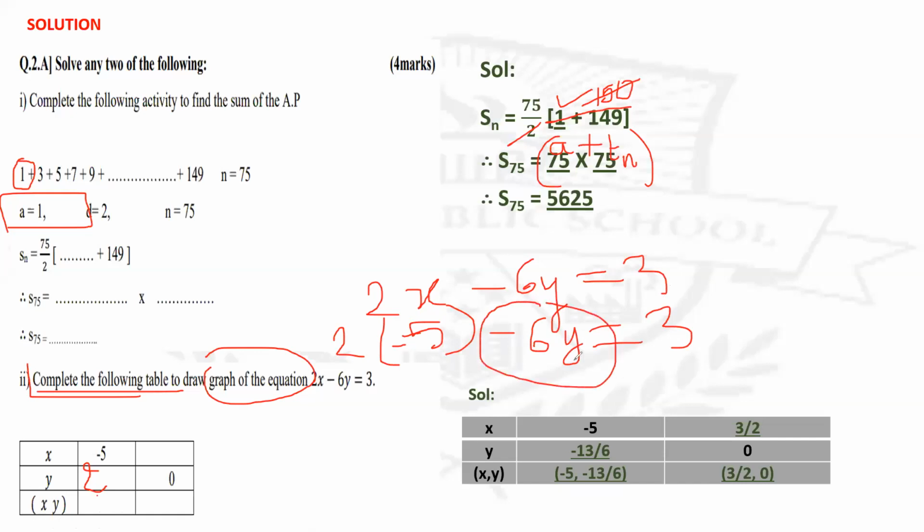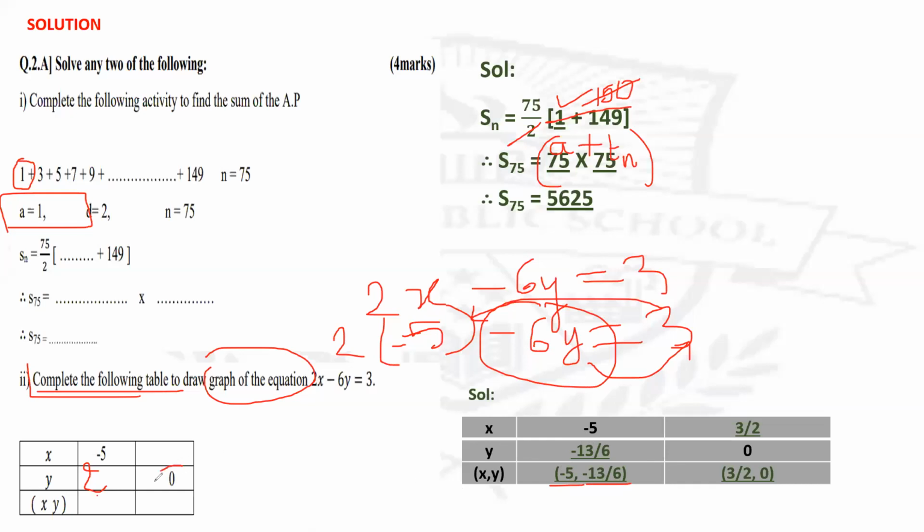We'll change the position of minus 6y as it has the negative sign with it, and you'll take 3 to the other side. So what you'll get is minus 13 upon 6. Now, I'm not going to waste time in solving that. You have to solve this further part. So check, x comma y is minus 5 comma minus 13 upon 6.